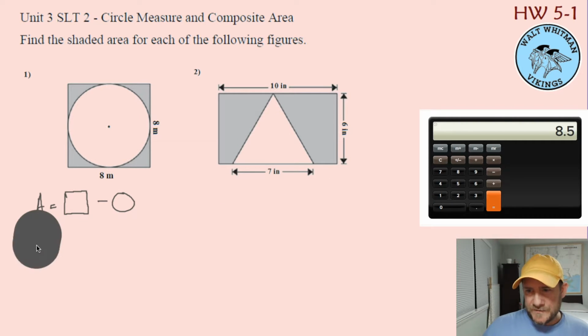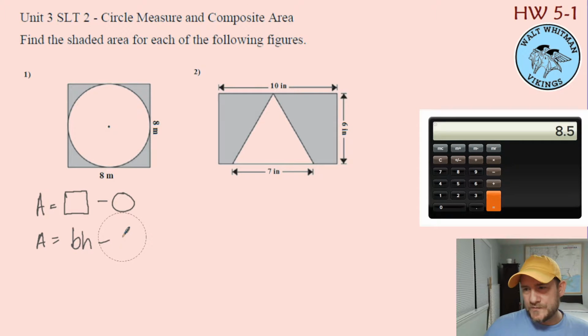So now I'll plug in my formulas. The square, I just treat it as a rectangle usually. Just say base times height. Then you'll subtract from that the circle, so pi r squared. And now the base and height of the square are 8 and 8. So it's 8 times 8.